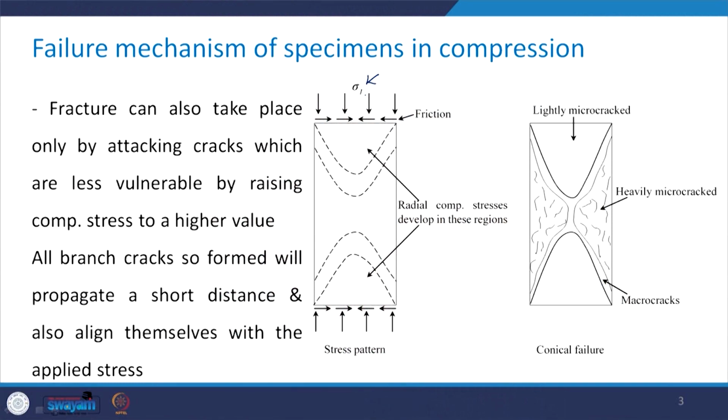Now, these fractures can also take place only by attacking the cracks which are less vulnerable when you increase the compressive stress to the higher value. Now, what happens when you increase this value of the applied stress? All the branch cracks which are formed will propagate a short distance and again align themselves in the direction of the loading, that is again in this vertical direction.